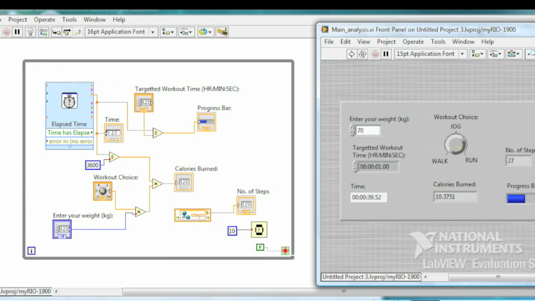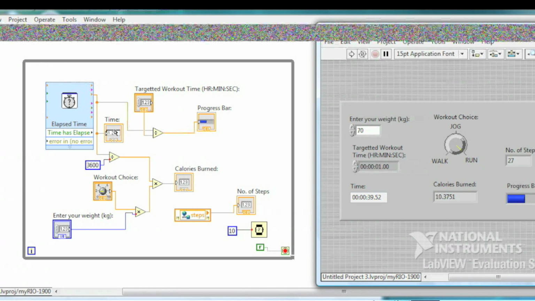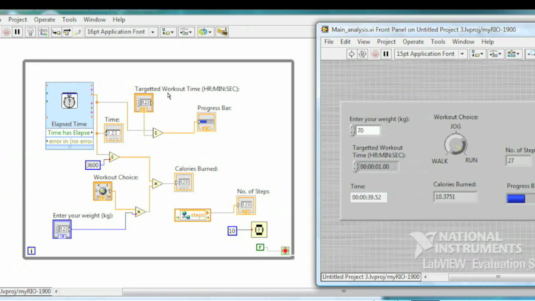Now let's take a look at the block diagram behind the first interface that we have seen. So now you can see that the elapsed time will give you the time value, that's a numerical value, and from there you can input the targeted workout time, that's a user input. Remember it's a ratio and it gives you the progress bar. So you can obtain the value by dividing elapsed time over the targeted workout time.